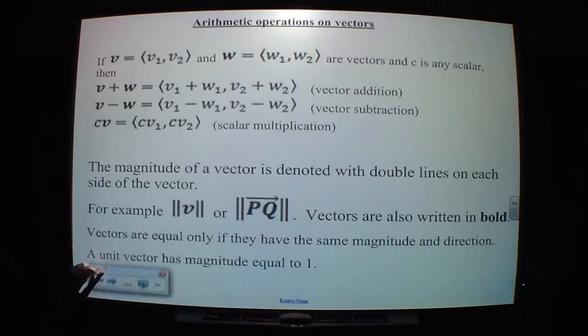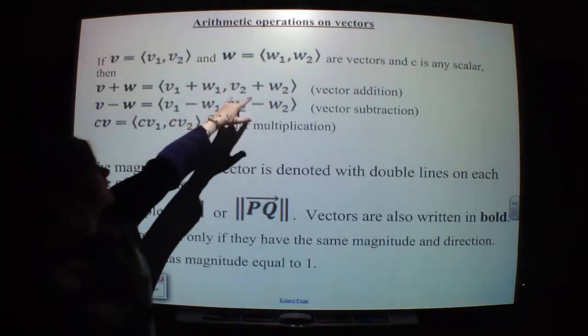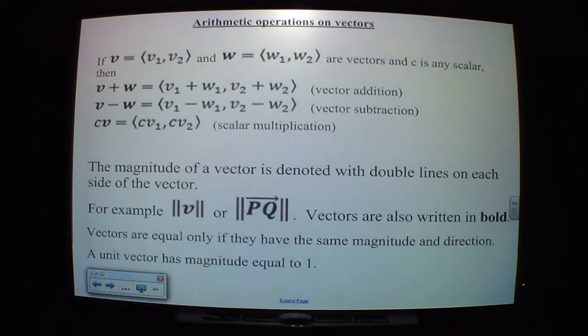Operations on vectors. If v is equal to ⟨v sub 1, v sub 2⟩, and w is equal to ⟨w sub 1, w sub 2⟩, those are vectors, and c is any scalar, then v plus w would be: you add the first terms together, v sub 1 plus w sub 1, and your second term would be v sub 2 plus w sub 2. Subtracting, you subtract your first terms, and you subtract your second terms. And c times v would be ⟨c v sub 1, c v sub 2⟩. So there's vector addition, vector subtraction, and scalar multiplication.